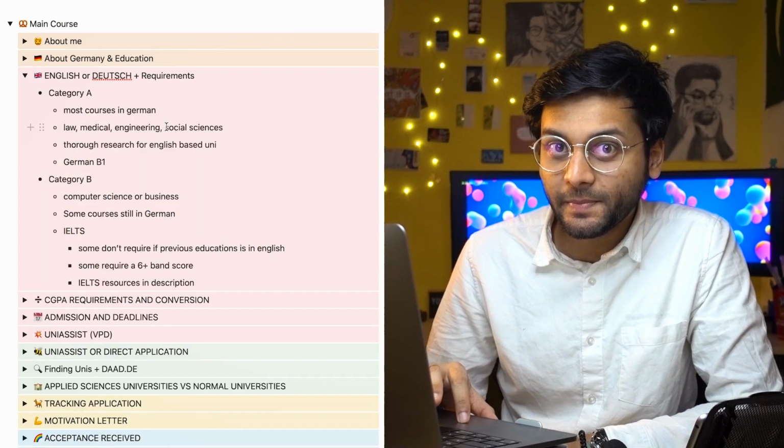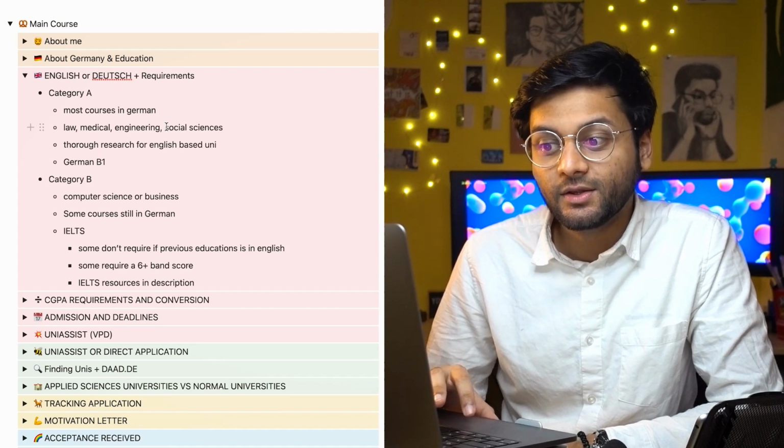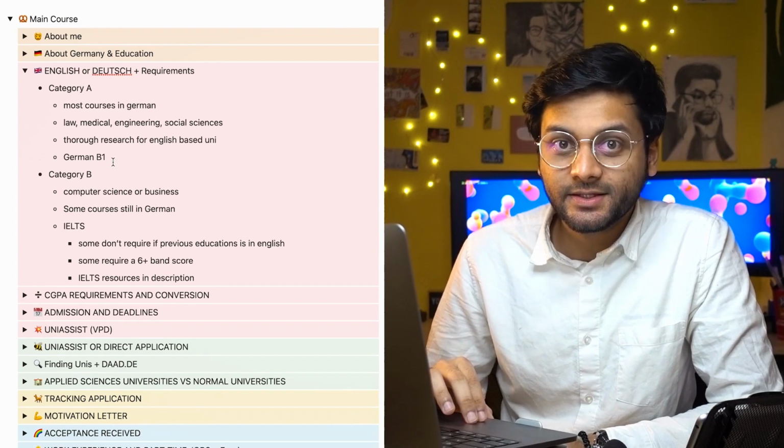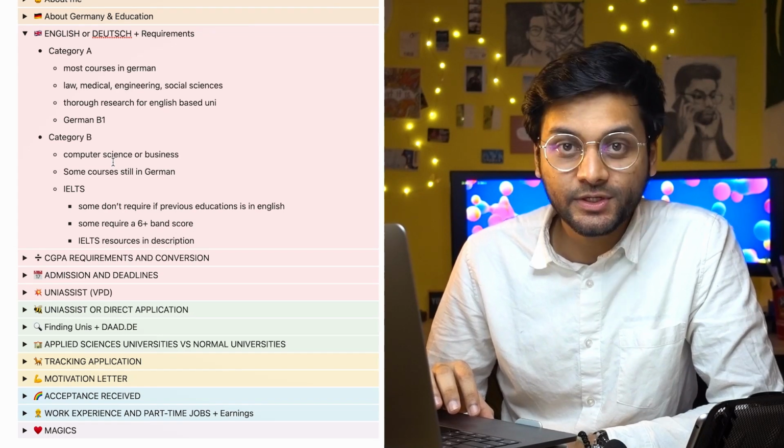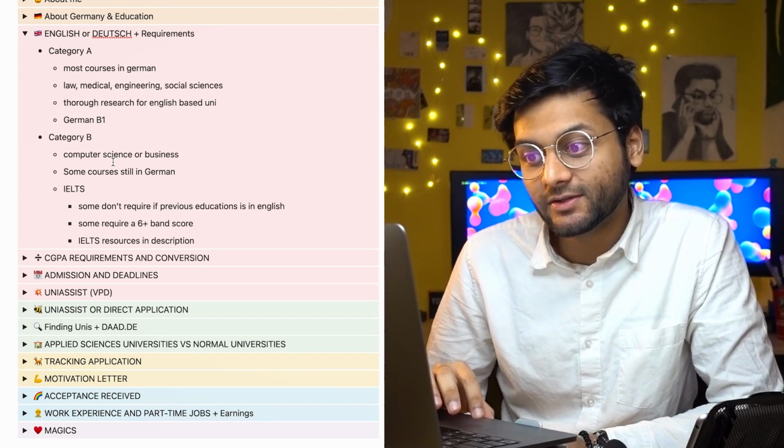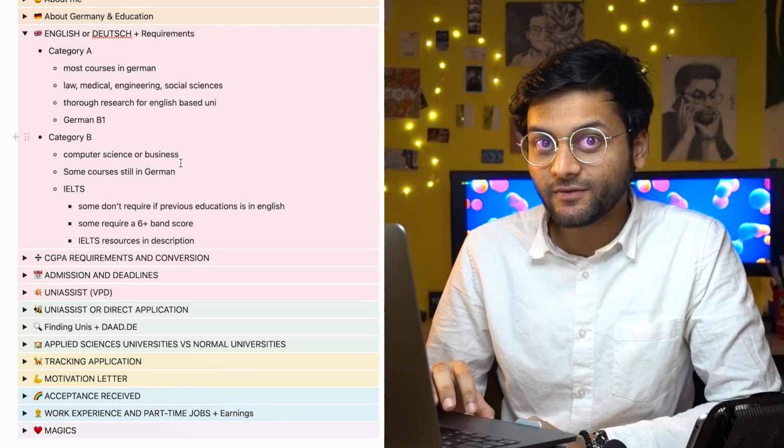These are the courses which you will mainly find in German, and if you want to study, you need at least German B1. The second category, where you can find mostly courses like computer science, data analytics, business, are the degrees which you can find in English.